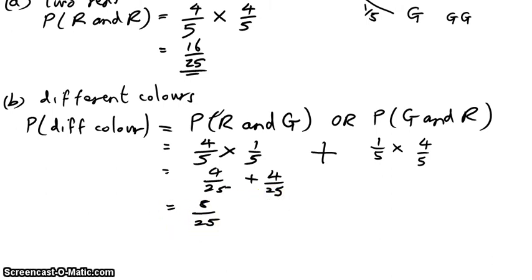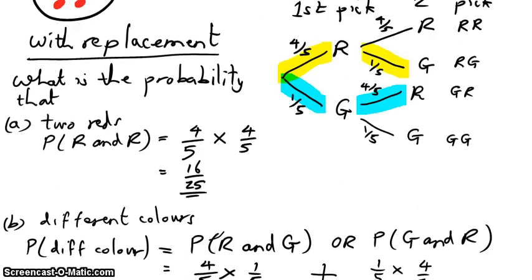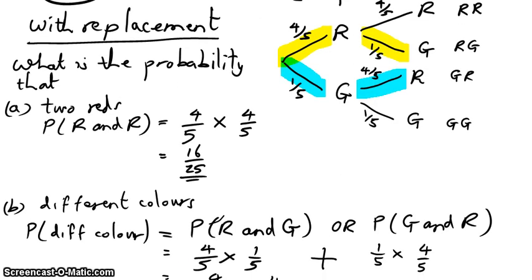Okay, alright. So what we're saying there is the red followed by green is this one, the yellow one, and the green followed by red is a completely different journey, a completely different branch. Okay, that's it, done.